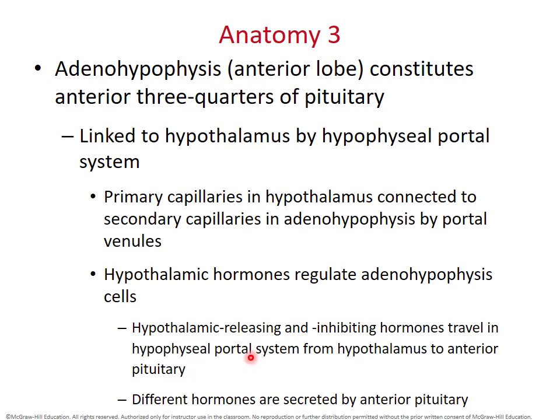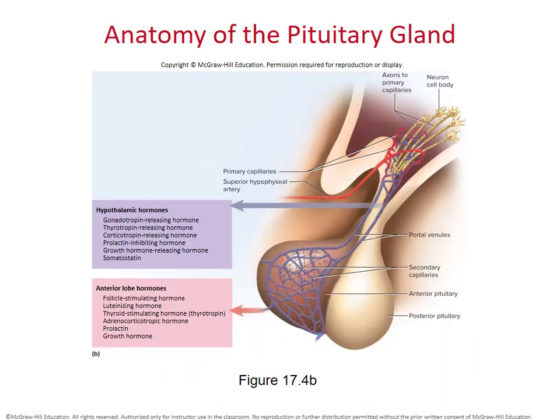In general, I think it's helpful for you to understand that these are generally referred to as releasing and inhibiting hormones. Releasing hormones are hormones that are going to travel to the adenohypophysis and stimulate it to release its hormones, or specific ones of its hormones. Inhibiting hormones, on the other hand, are hormones that are going to obviously inhibit the activity of the anterior pituitary in terms of releasing some of its particular hormones.